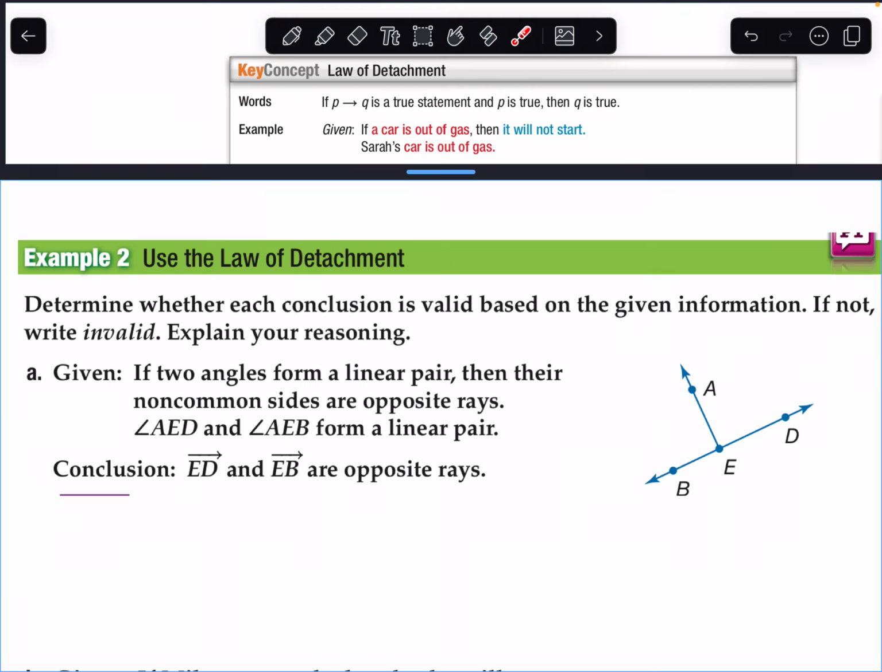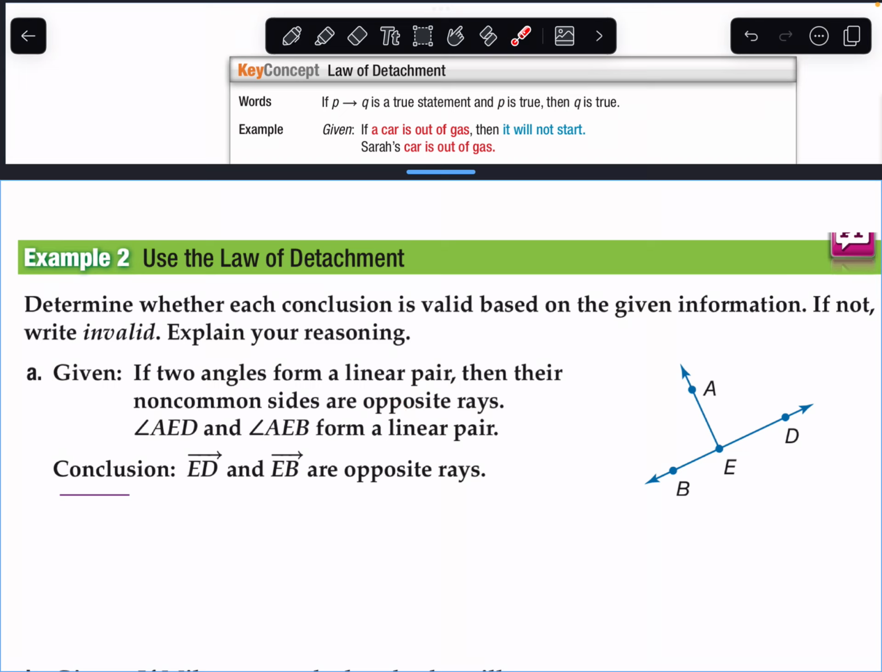Okay. If two angles form a linear pair, then their non-common sides are opposite rays. Two angles form a linear pair, like we have here. Then their non-common sides, the linear pairs by definition will always share at least one side because they have to be adjacent. So the non-common sides, the other side, so this one and this one, if they're a linear pair, will those be opposite rays? That's what this is saying.